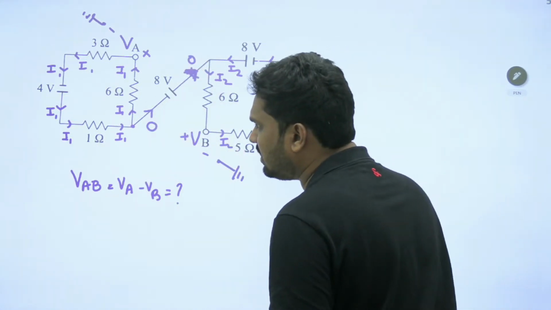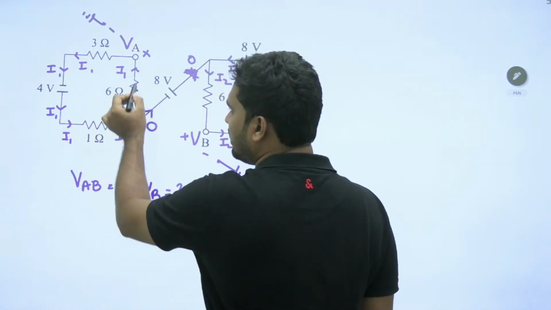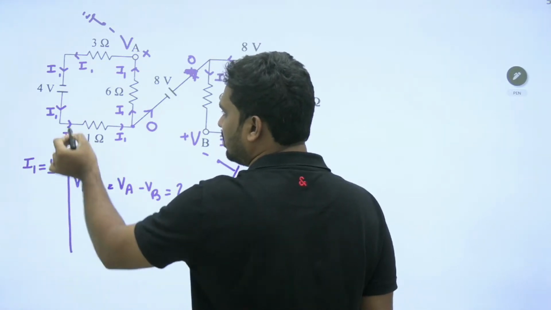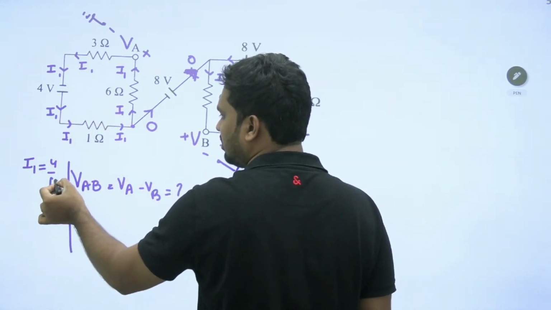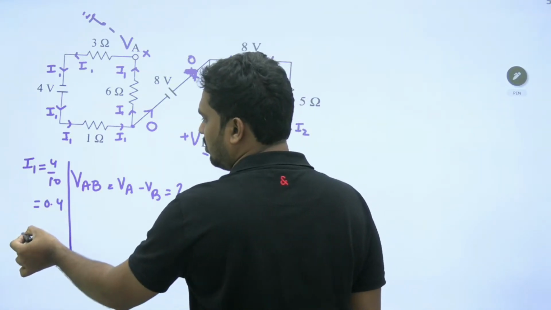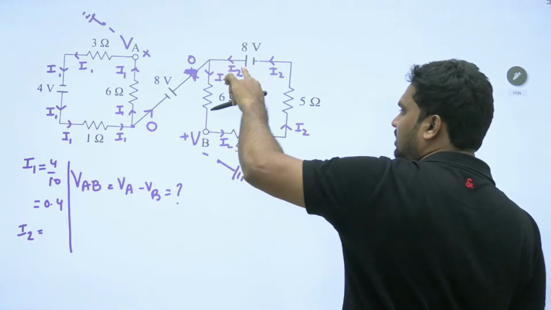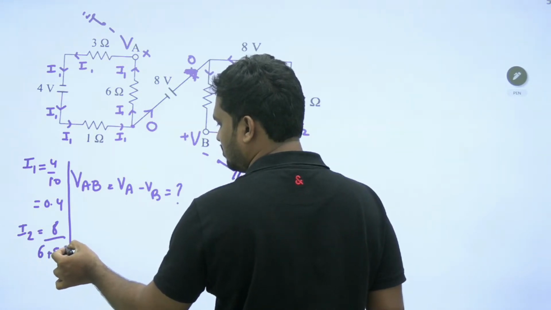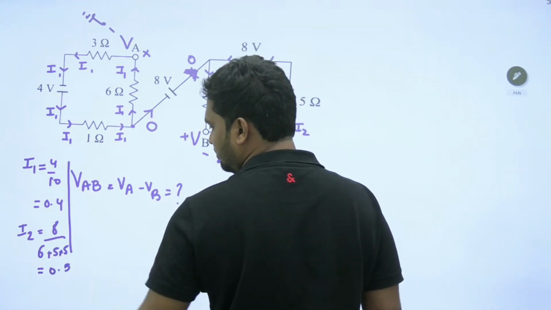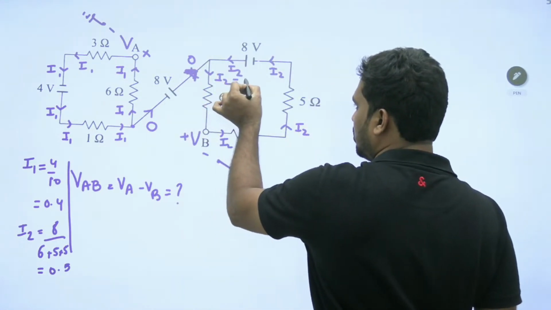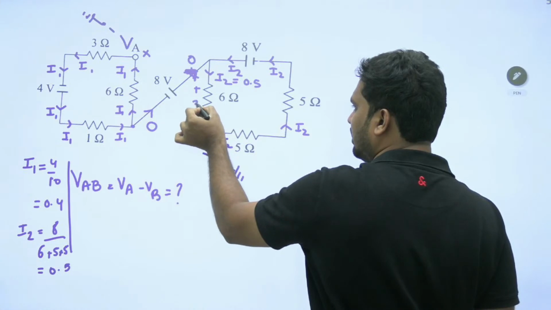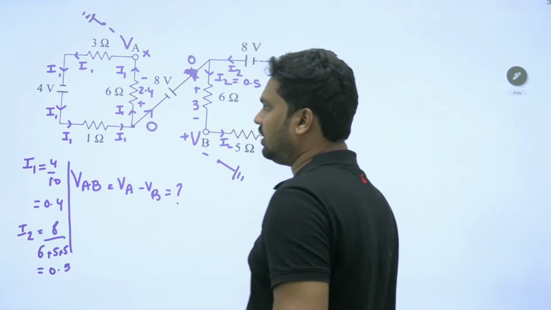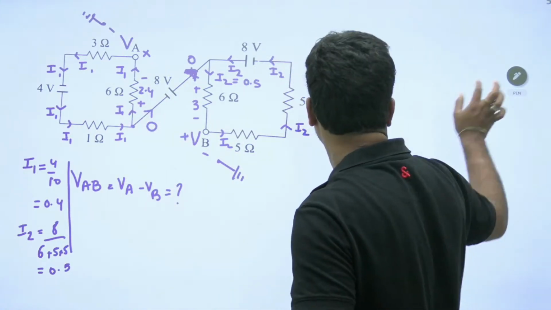Okay, fine. Why did I do all these things? Because I want to say that all these elements have the same current, since they are in series. I1 is 4 upon 3 plus 6 plus 1, which is 0.4. I2 is 8 by 6 plus 5 plus 5, which is 0.5. So here 0.5 will give a drop of 3, and here 0.4 will give a drop of 2.4. Arrow direction should not be missed: current direction is positive to negative.